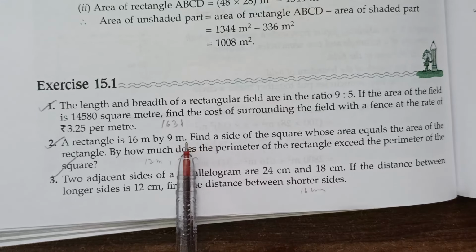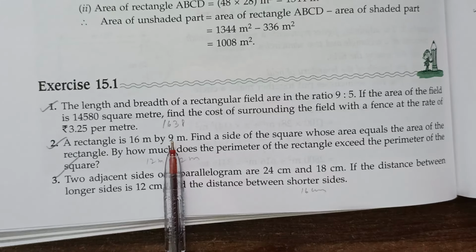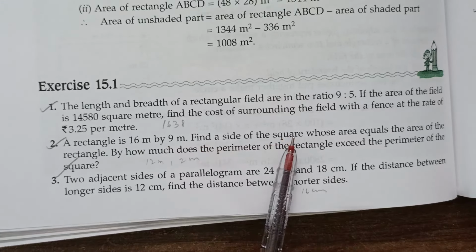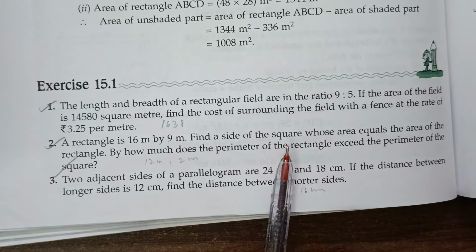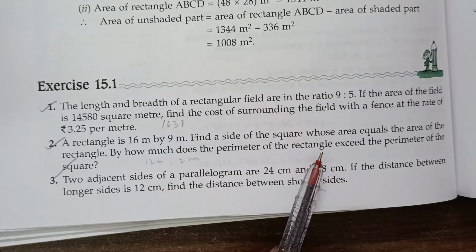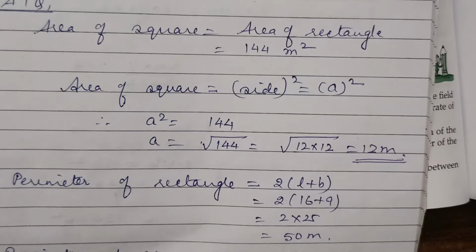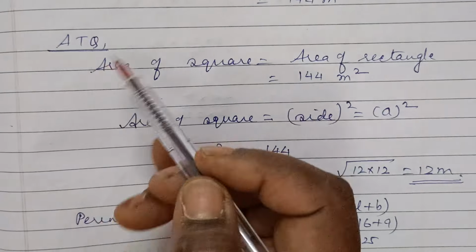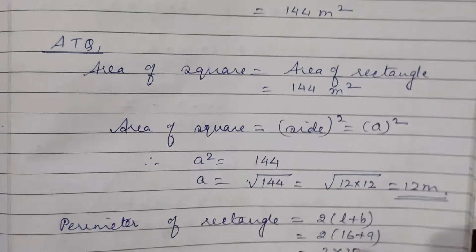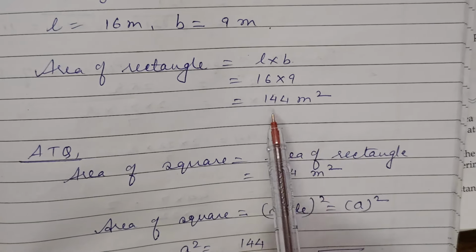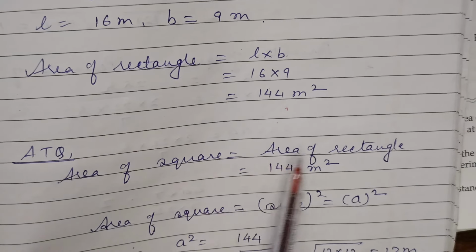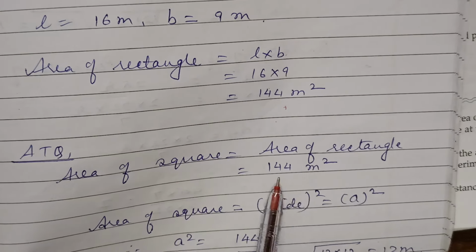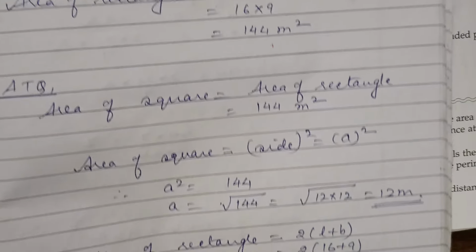So first of all, we will find out the area of rectangle. Whatever will be the area of rectangle, that will be equal to the area of square. And what is the formula for finding the area of square? We know that this is equal to side square. So we'll just do that. So here area of rectangle is L into B, that is 144 meter square. Now according to the question, area of square equals area of rectangle, that is 144 meter square. Now what do we know?